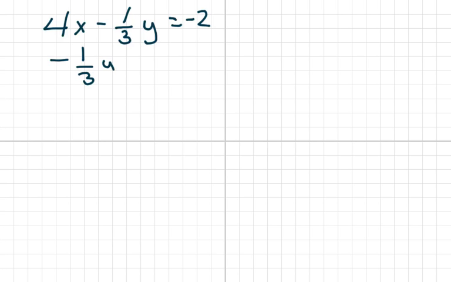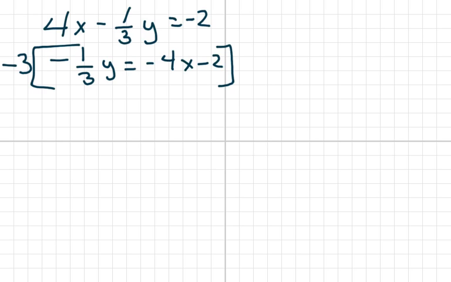is 4x minus 1/3 y equals -2. Well, the first thing I'm going to do is move my 4x over. Since it's positive, it's going to be negative. All right, and now I'm going to multiply everything through, because I want to solve for y.